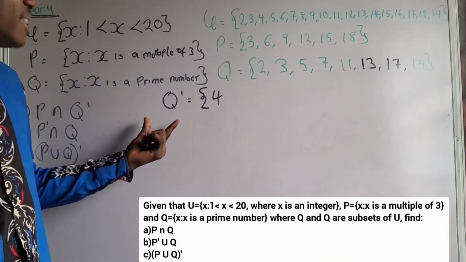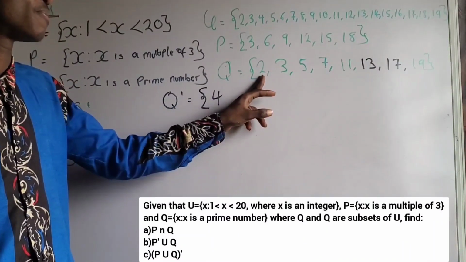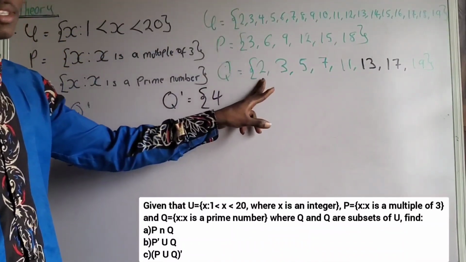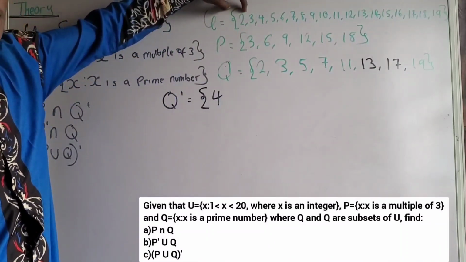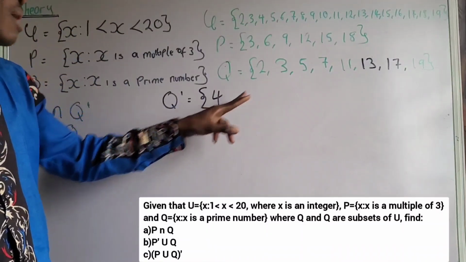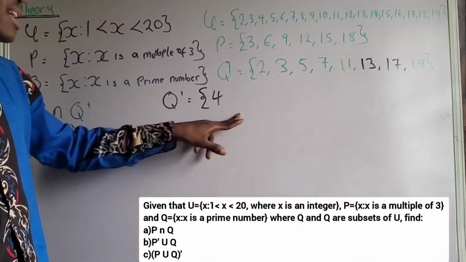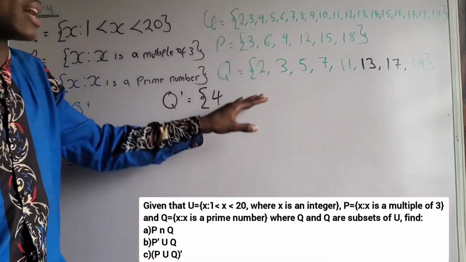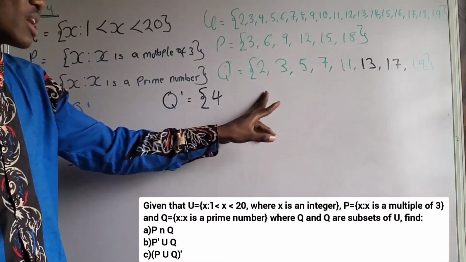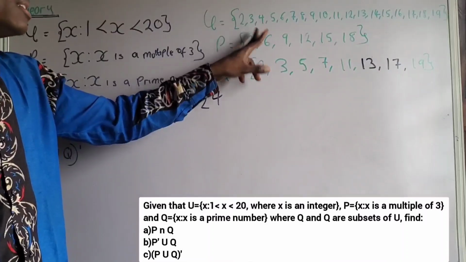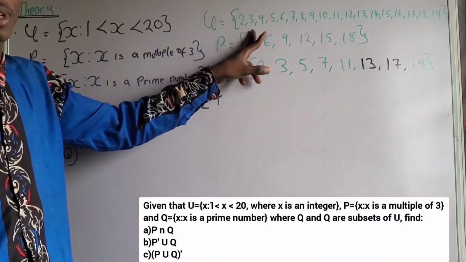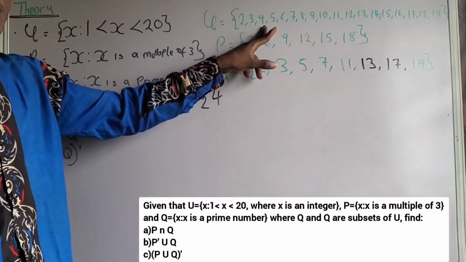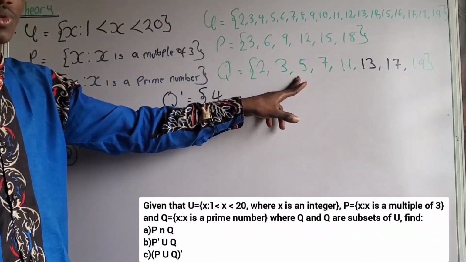Okay, so I need Q prime. You will discover that 2 is present in the universal set, but it is also present in set Q. So I'm not going to put it there because the elements that I need as Q prime are the set of values that are present in the universal set but are not present in set Q. Do you understand? So 2 cannot be included because it is also found in set Q. 3 cannot be included because it's also present here. 4 can be included, because 4 is present in the universal set and it is not part of set Q. Do you understand?